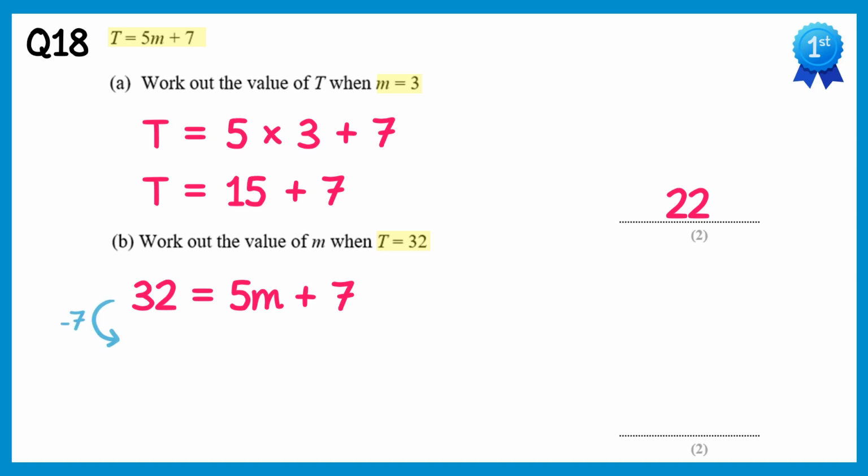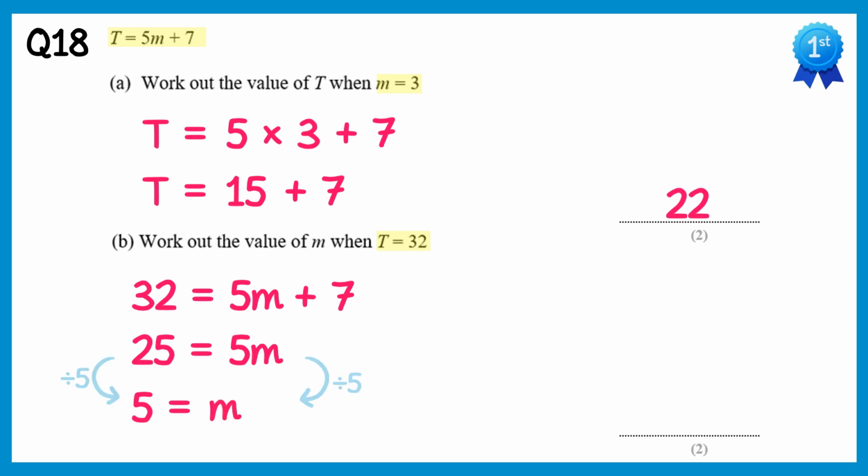If we subtract 7 from both sides, on the left-hand side, 32 take away 7 is 25, and subtracting 7 from the right-hand side will cancel out that plus 7 that's already there, so you're just left with 5m. Now we can divide both sides by 5. 25 divided by 5 is 5, and 5m divided by 5 is m. So we find that m is equal to 5.